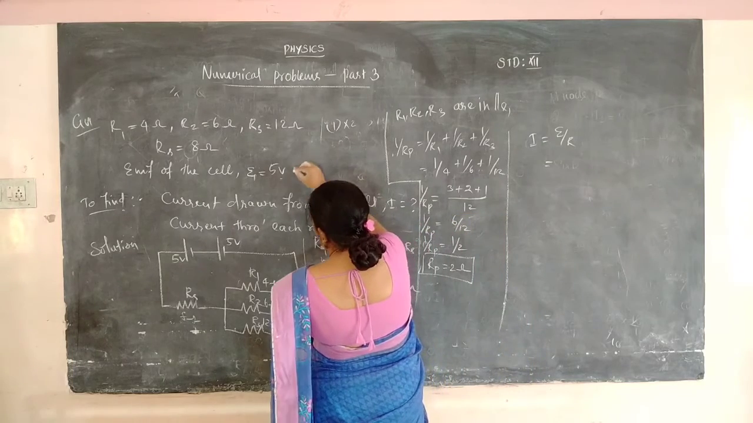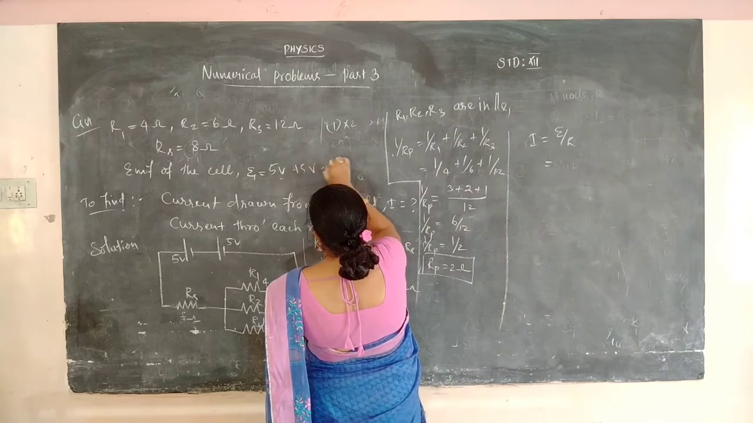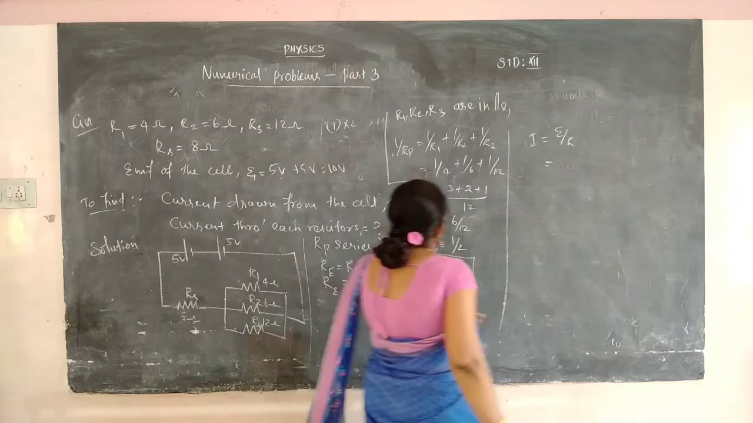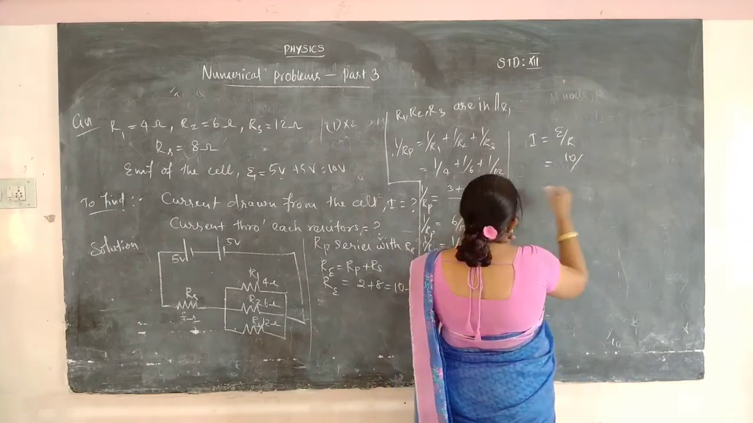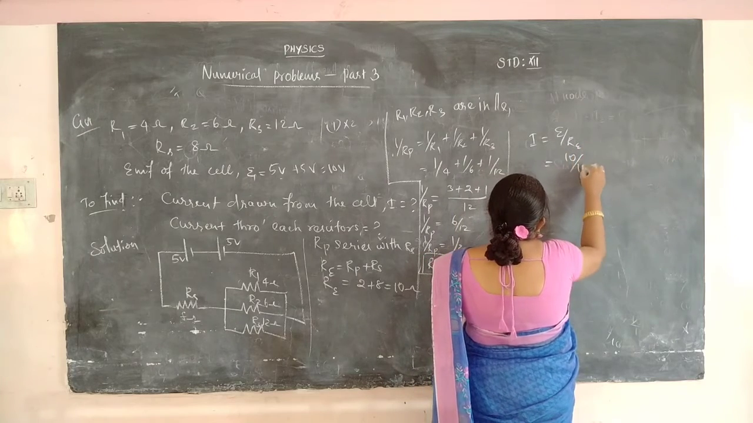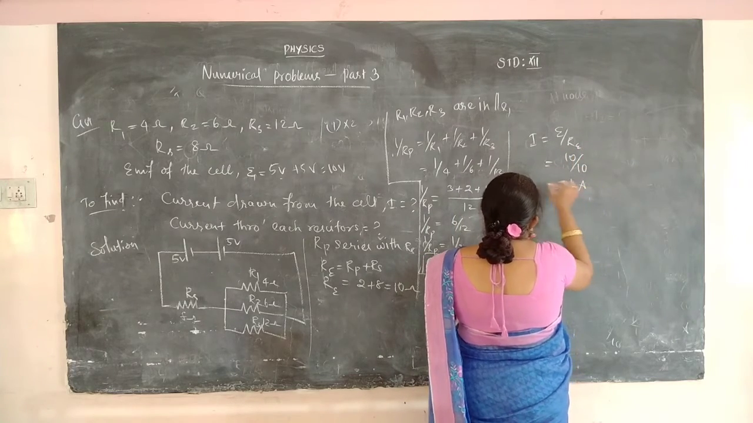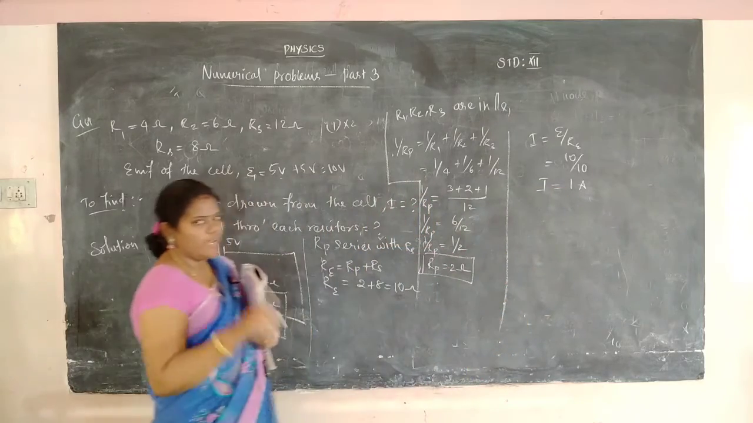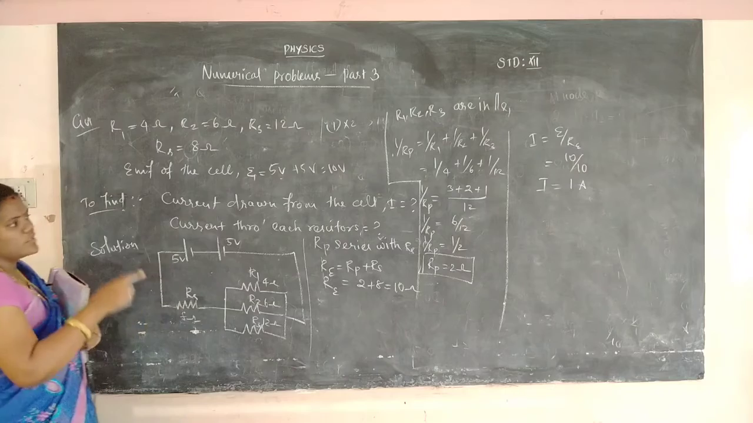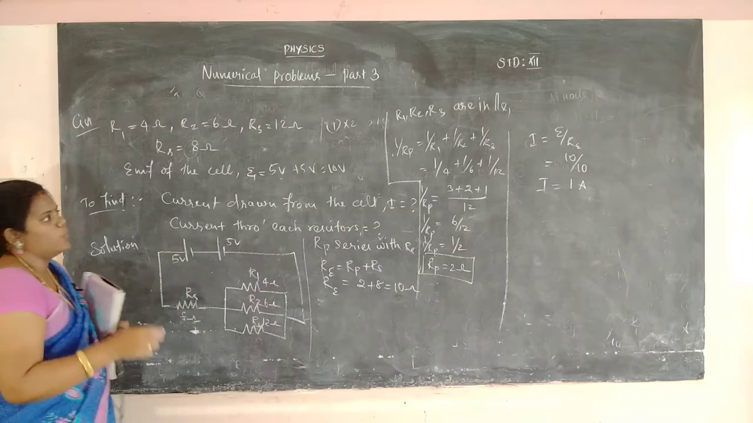5 volt. So two batteries are connected. So 5 volt, 10 volt. Okay, so 10 by resistance is 10. So effective resistance, 10 by 10, that is 1 ampere. So the current drawn from the cell, 1 ampere current flows. Okay, so current drawn from the cell will be equal to 1 ampere.